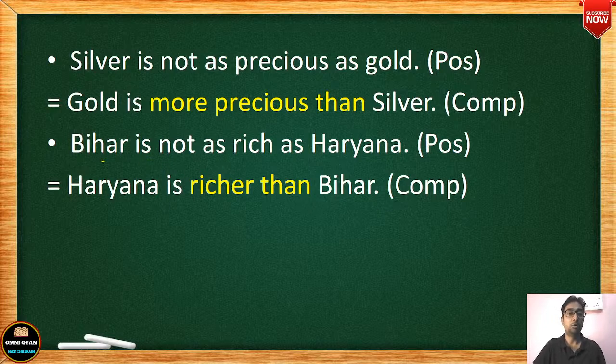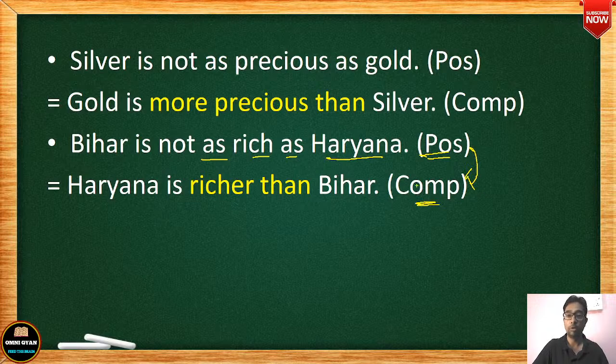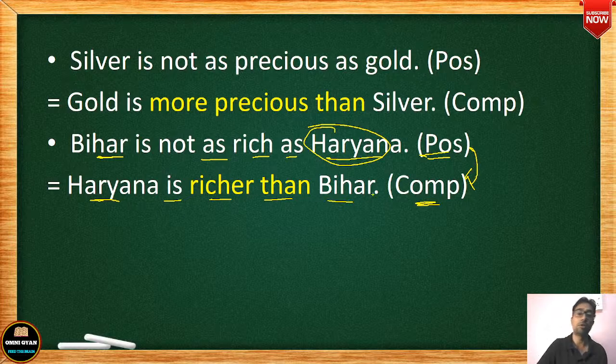ठीक है, तो अब हम लोग देखते हैं इसका। तो बिहार इज नॉट एज रिच एज हरियाणा, so what is the rule now? This is in positive degree, you have to change it into comparative degree now. तो इसको आप क्या करेंगे, फिर आप हरियाणा वर्ड को पहले लेके आएंगे, you will bring the word Haryana in the beginning. So Haryana is, what is comparative degree of rich, we just learned it is richer, plus in comparative degree we have to use than, so Haryana is richer than what, then this name you bring in the end, Haryana is richer than Bihar.